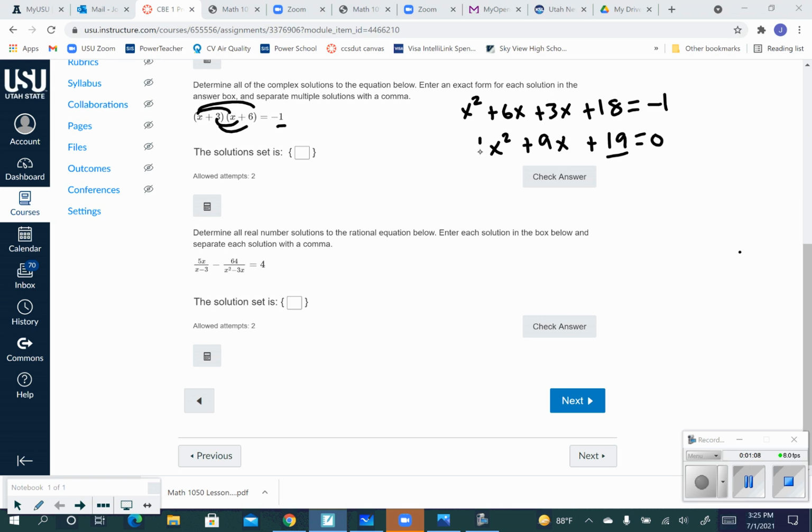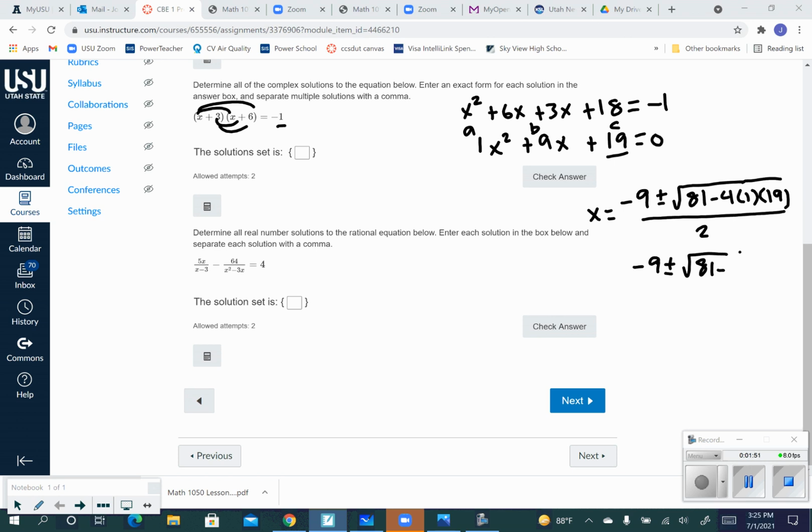So A is 1, B is 9, and C is 19. Let's take all of those and plug them in our formula and see what we get. So x equals -9 plus or minus the square root of b squared, 9 squared, 81, minus 4 times a times c, all over 2 times a, where a is 1, so that comes out to be 2. Okay, let's simplify what's on the inside. So I got -9 plus or minus the square root of 81 minus 4 times 19, I believe, is 76.